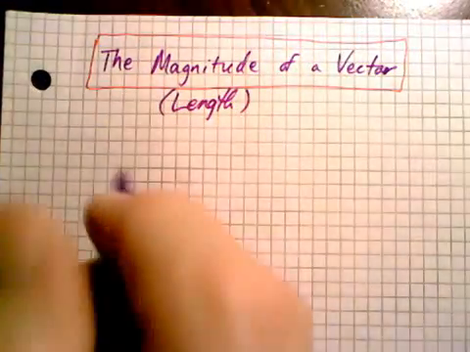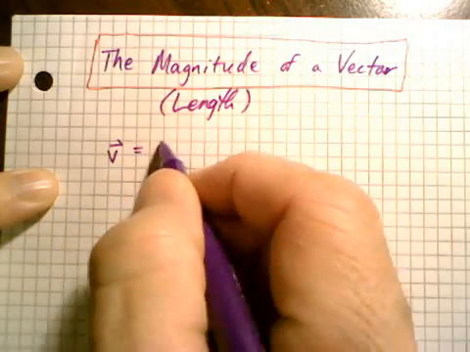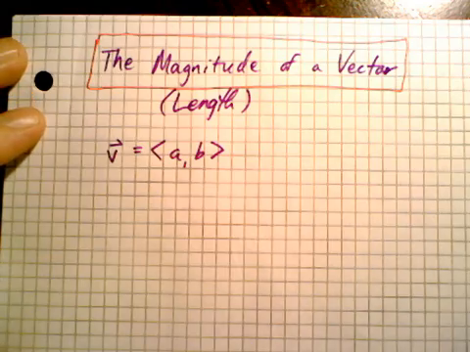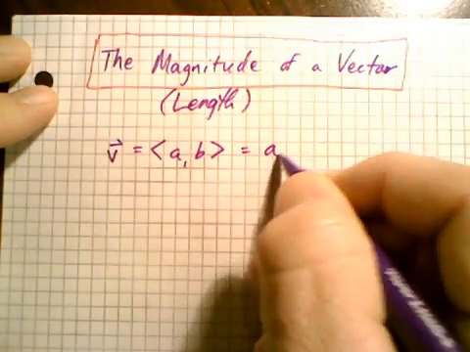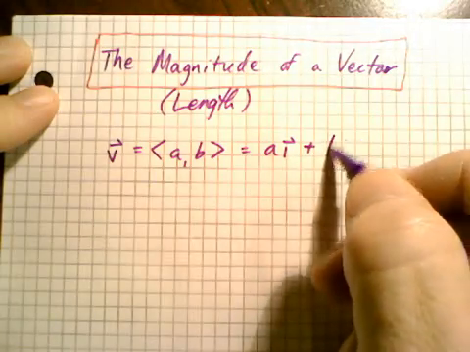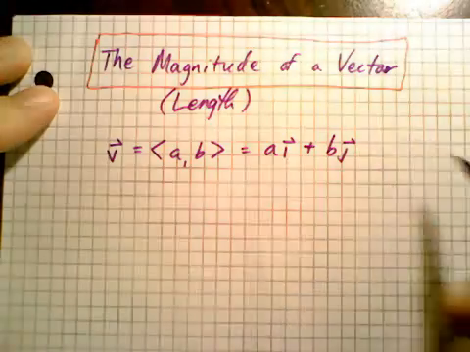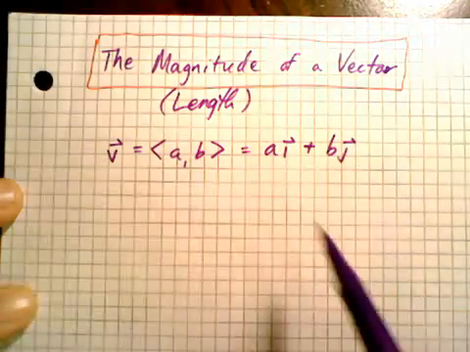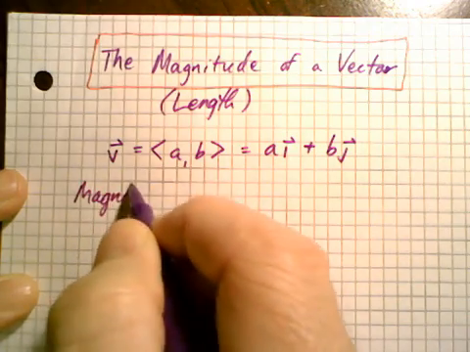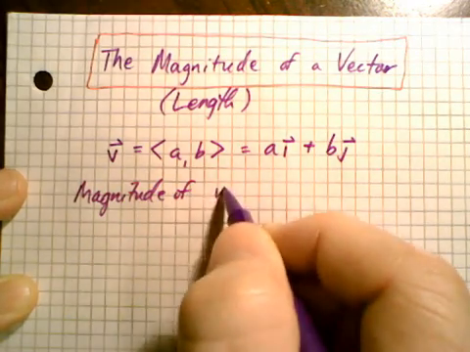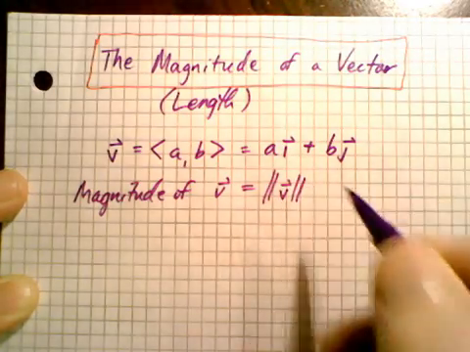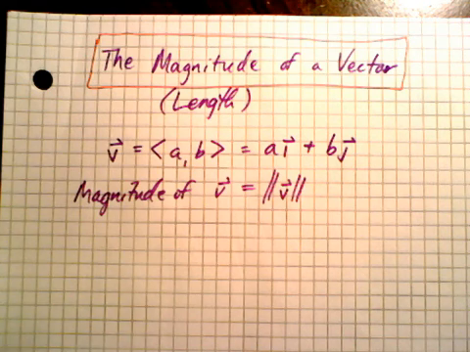And let's take, for example, vector v, which we're going to give a comma b as the name of our vector component form. We could also use, just to review, the unit vector form, ai plus bj, and so we have all three forms. Now, what's the length of a vector? The length of a vector, the magnitude of vector v, we use these double lines.